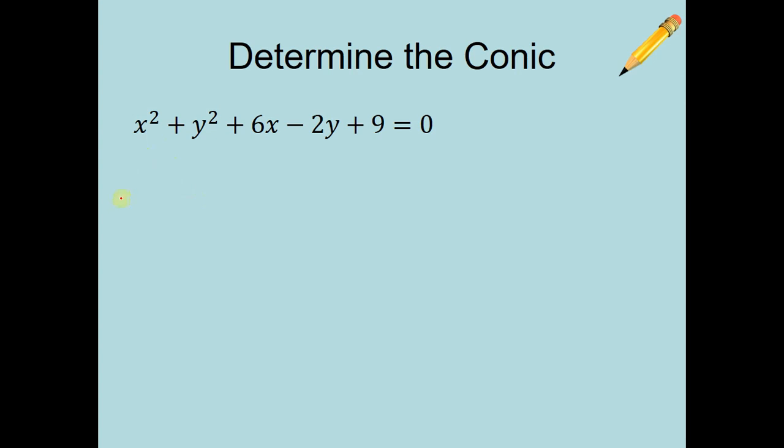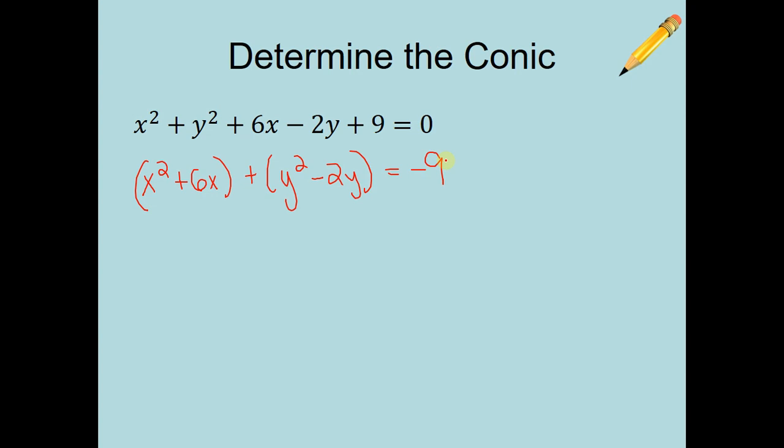Get the x's with the x's and the y's with the y's. So we're going to move the x people together. I'm going to put them in a group here. And then I'm going to get the y people together, and I'm going to move the 9 to the other side. So all I did is manipulate: move the x's together, move the y's together, and then move the constant to the other side.